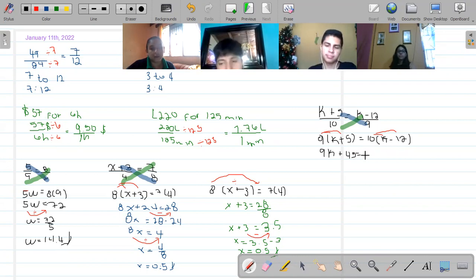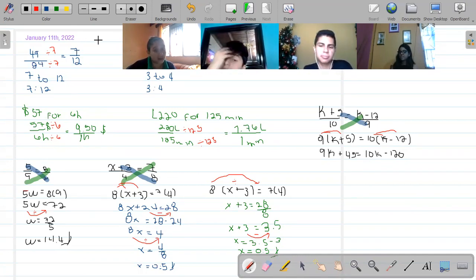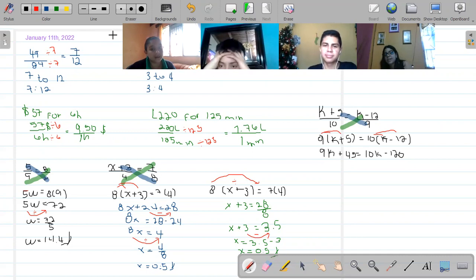Equal to 10 times k, 10k, 10 times negative 12, negative 120. Now, remember, this is a multi-step equation. So for multi-step equations, it doesn't matter in which side I leave the variable. We usually leave it wherever the variable with the greatest coefficient is positive. So am I passing my variables to the left or to the right?